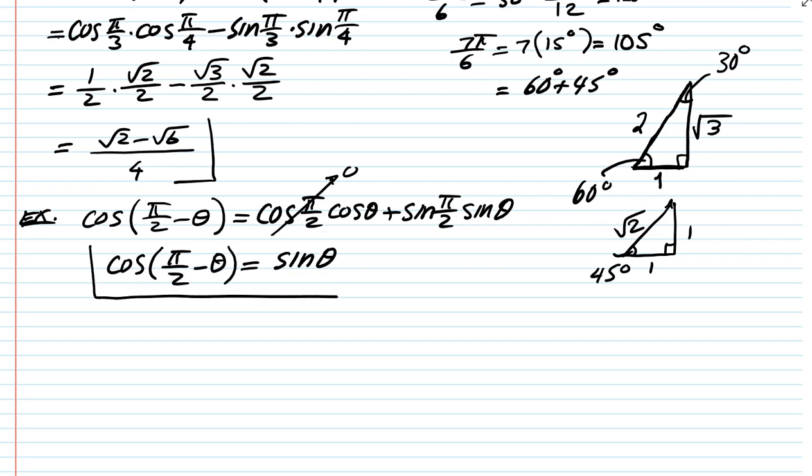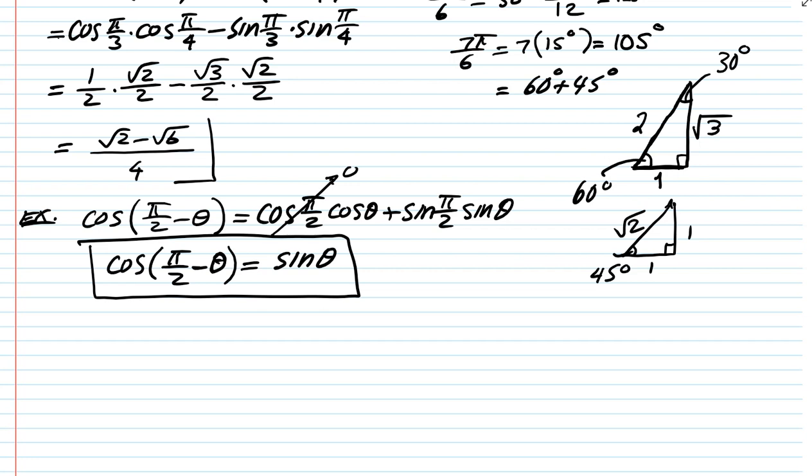In fact, this tells us that sine is a cosine function that is shifted 90 degrees. See theta, theta. So if you do a shift of 90 degrees to the right or left, doesn't matter, then you get sine. A shift of cosine 90 degrees will give you sine.